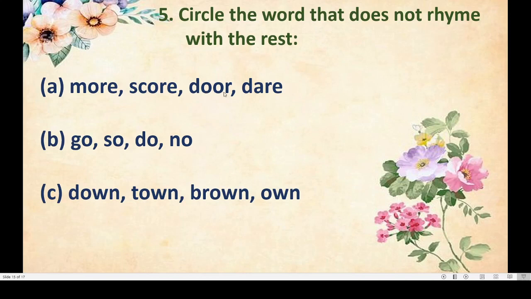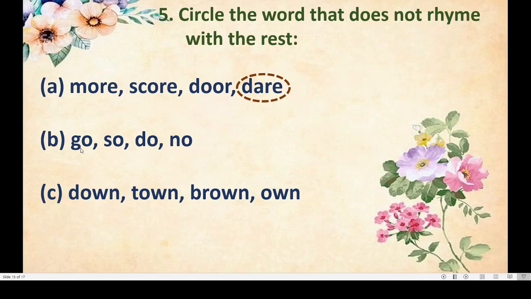D-O-O-R, door. This is D-A-R-E, dare. Now please give importance to the sound. Okay, and tell me which is a different one, which does not rhyme with the other three words. You can see here four words. One is sounding different. See, more, score, door, dare. Yes, dare sounds different, isn't it? These three sound similar, so they rhyme with each other, right?